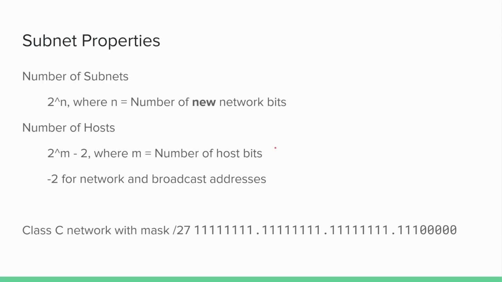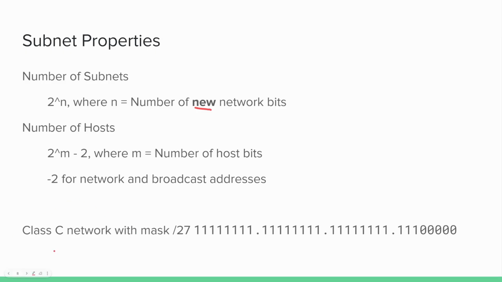Now, there's 2 properties of subnets that we need to consider. The first is the number of subnets. So this is the number of subnets you're creating as you divide the larger network into smaller pieces. So the way we find this is using the equation 2^n, where n is the number of new network bits. And what do I mean by new network bits?